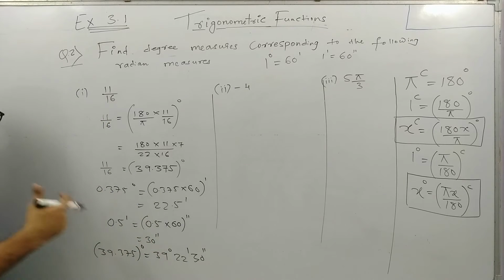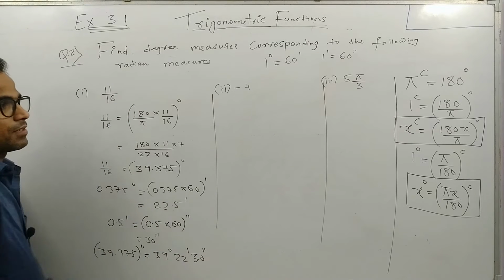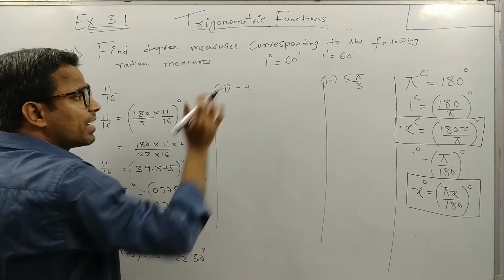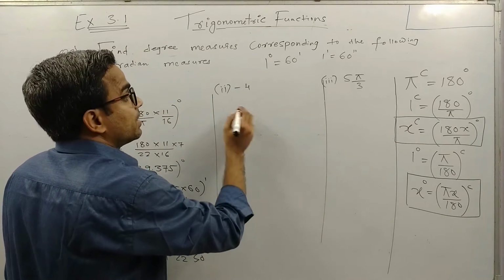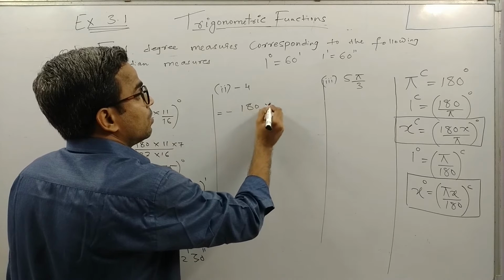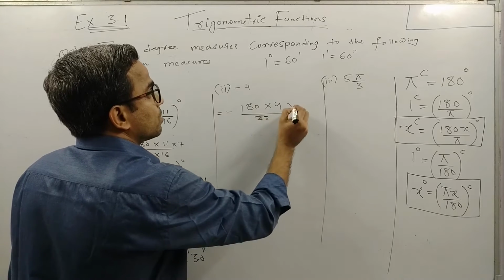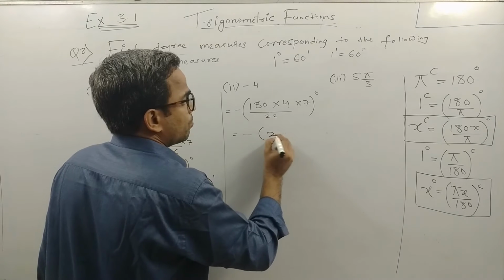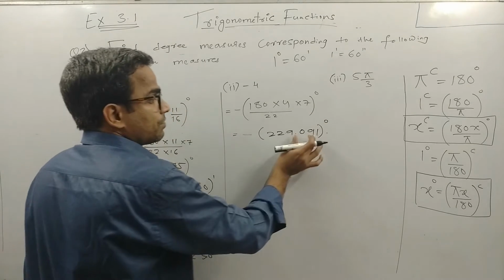And in degree, if we get in terms of decimal points, we should try to express that in terms of minutes and seconds. So here we have, in the second question, second part, minus 4 radian. Simply, we know we have to just put in this expression x radian. So this is equal to minus 180 into 4 divided by pi. So we know pi is what? 22 by 7. So 7 will go up. So if you simplify this, what you will get is 229.091 degree, right? So we have something in decimal part.